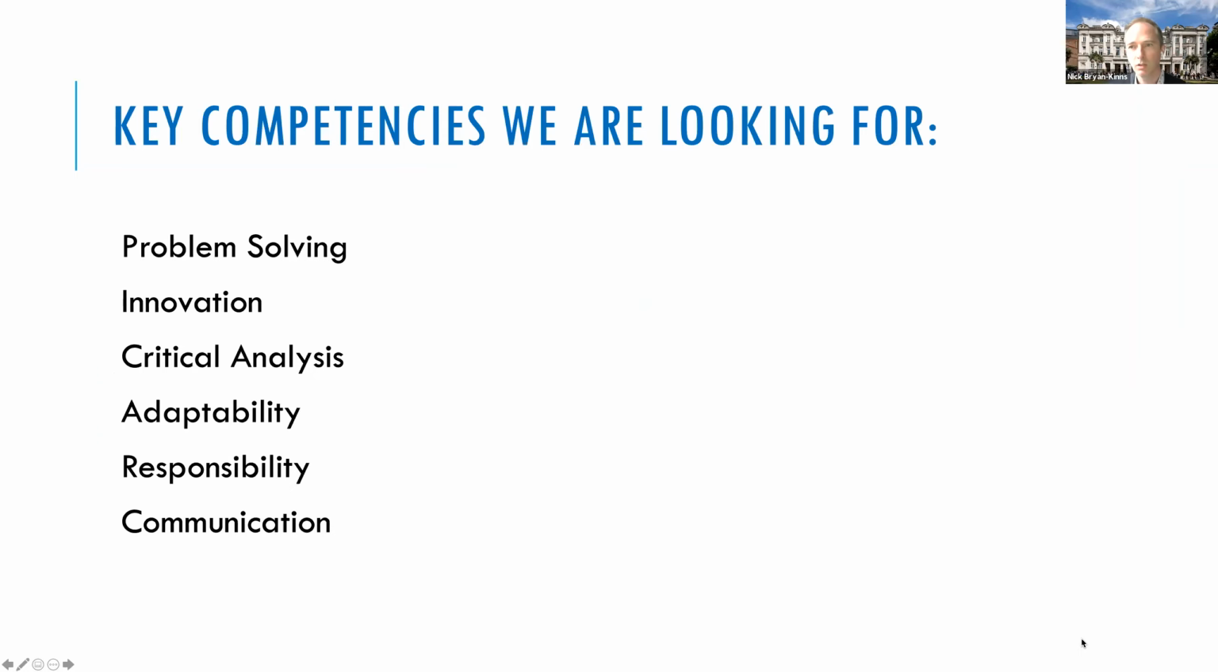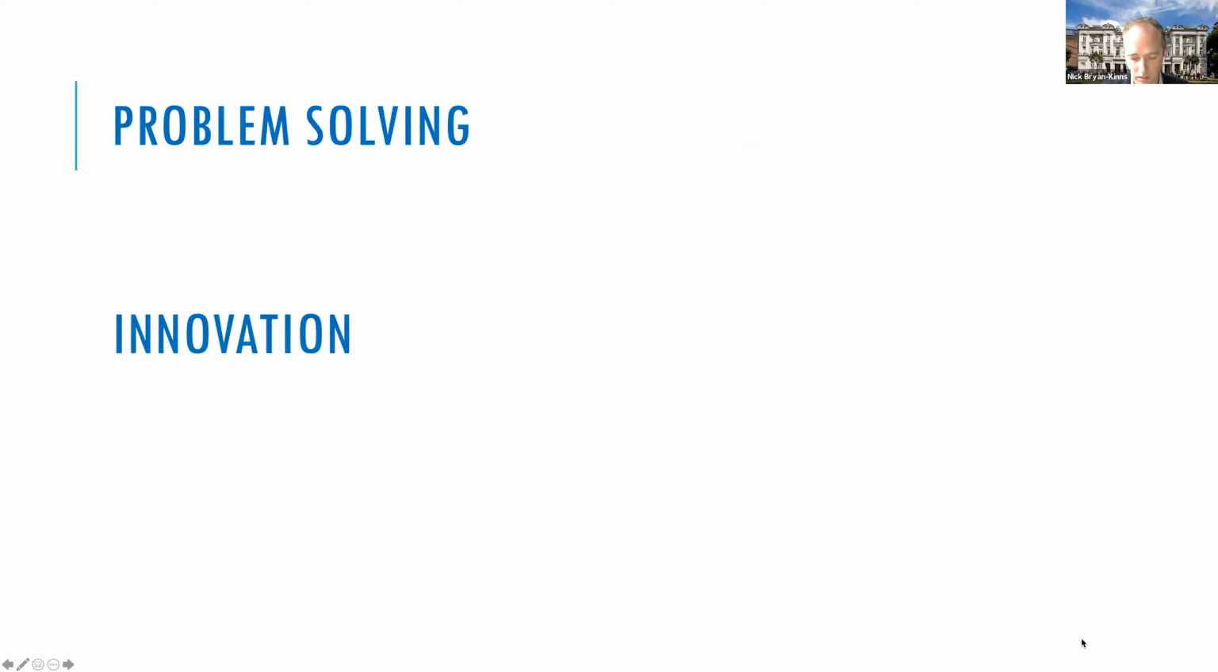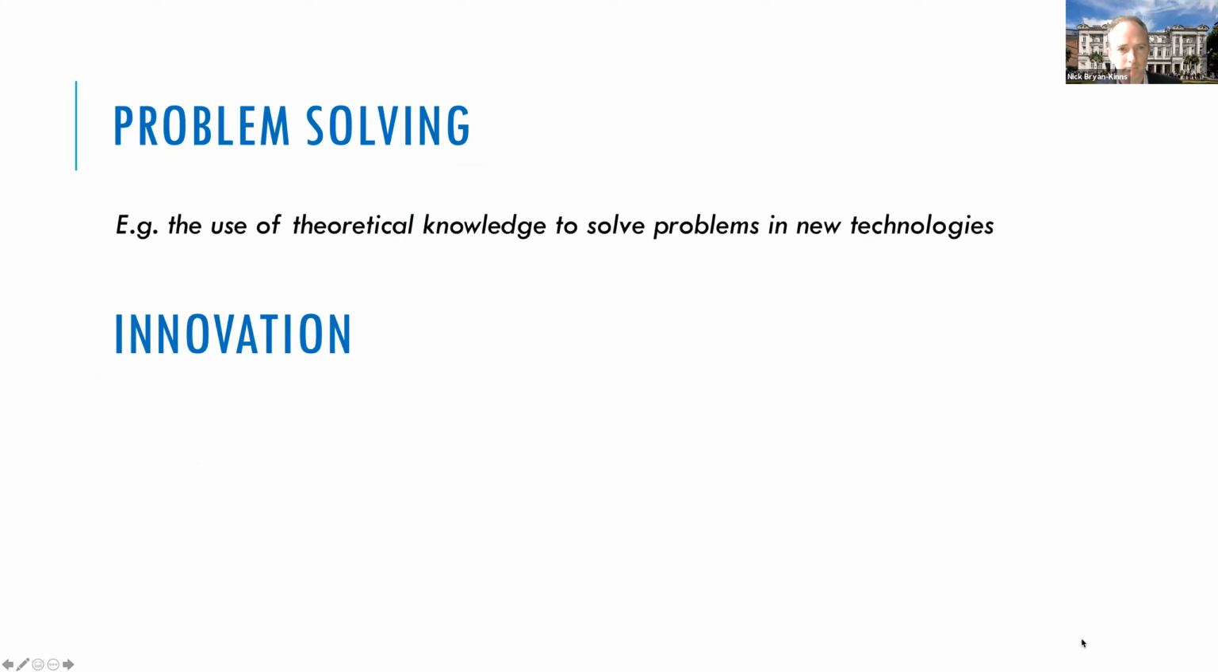So the key competencies we're looking for are these ones, and I'm going to go through each of those and then give you some examples of how these might be described. So we're interested in your problem-solving skills, innovation, critical analysis, adaptability, responsibility, and communication. So they're just the things you voted for. And we're going to go through some examples of those later, but let me just talk a little bit about what we're looking for there. We're going to share these slides later, so you don't need to worry about writing everything down.